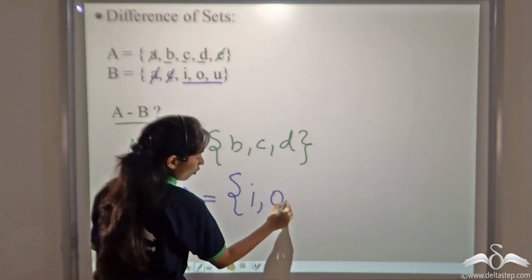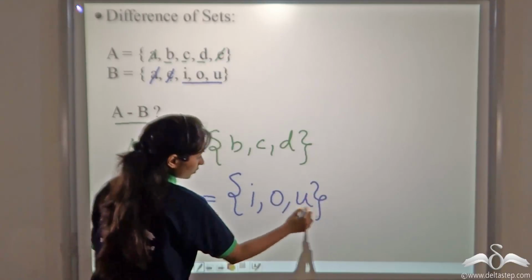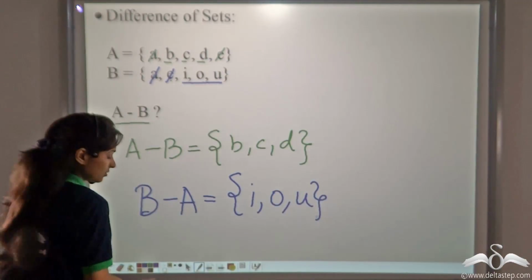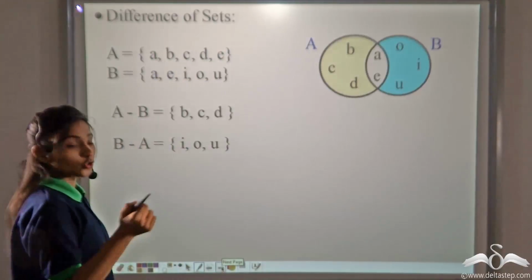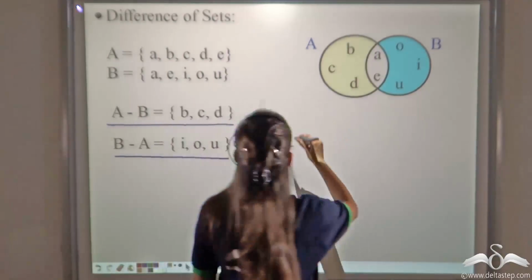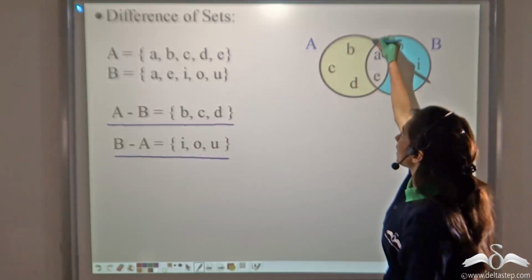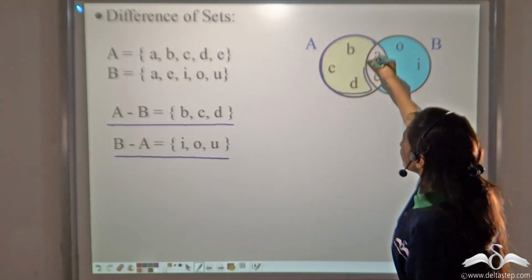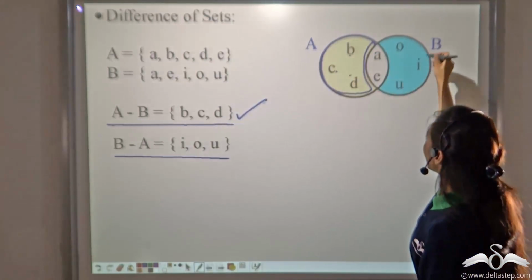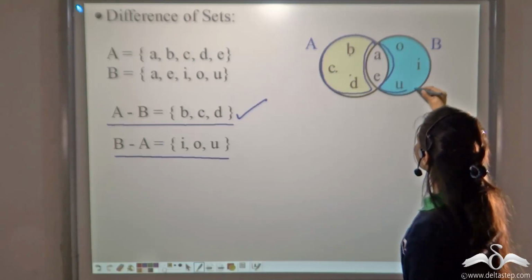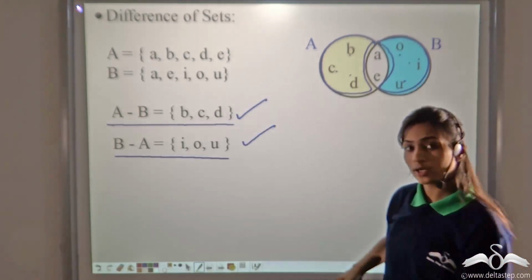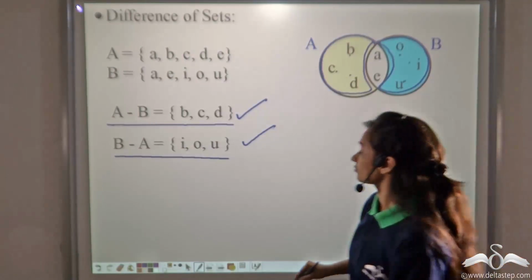I, O, U. So see, A minus B and B minus A both will give us different answers. So you can see we got the same answers as when we had done the Venn diagram. Here A minus B gives us B, C and D. See? And B minus A gave us I, O and U. So we got the same answers.